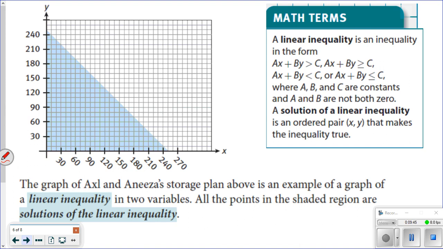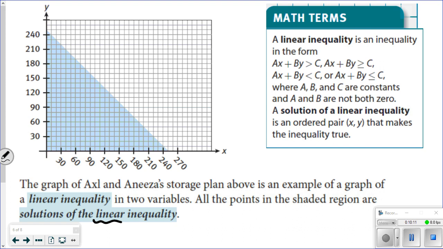So this graph right here is an example of a linear inequality using two variables, x and y. All of the points within this blue shaded area are the solutions to the inequality. They're the answers. Okay? Linear here just means it's a straight line.